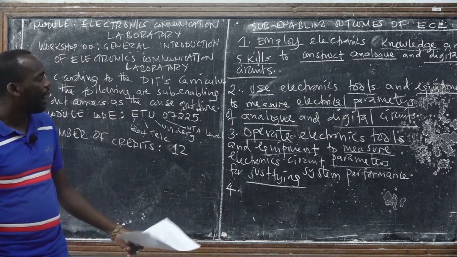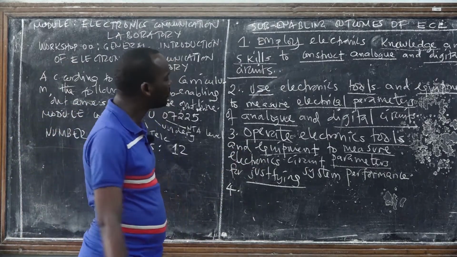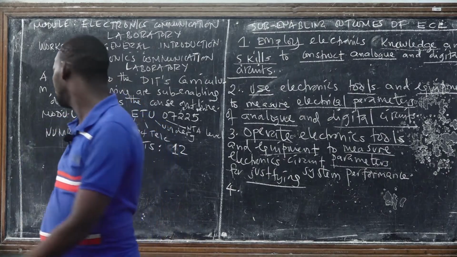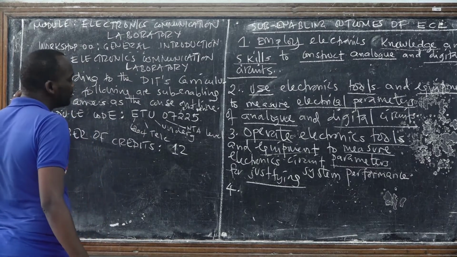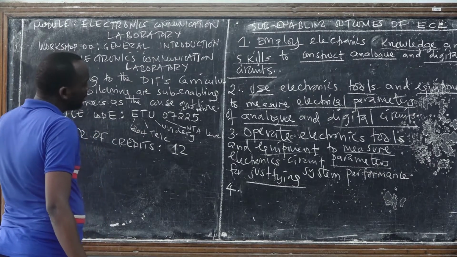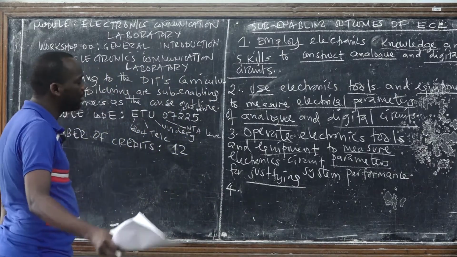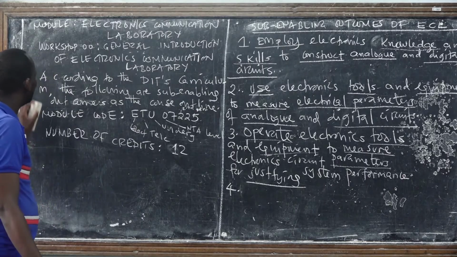Okay, the first one. 1, 2, 3, let us read the sub-enabling outcome loudly. 1, 2, 3, operate what? So what does justifying system performance mean? Ask your neighbor. What does it mean? What do you understand?